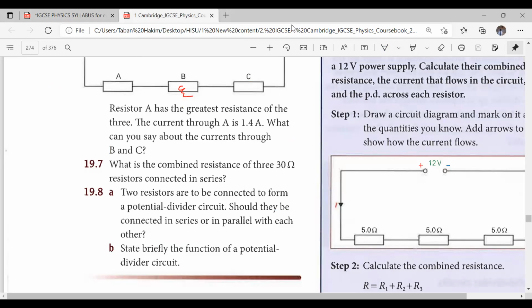Okay, let's start with this atomic physics.